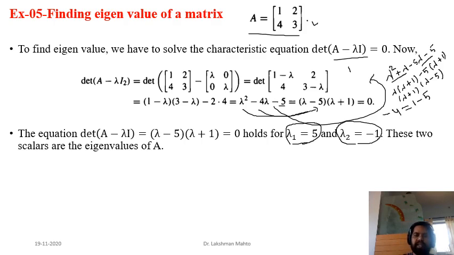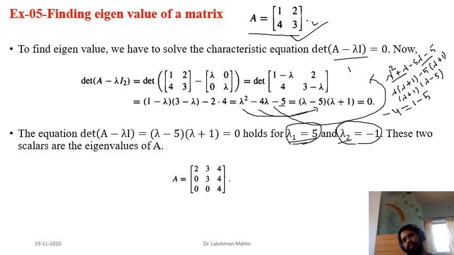So it is not that I have written this order randomly. That means 5 is the largest eigenvalue. That's why I am taking lambda 1 equal to 5, and minus 1 is the next largest, so that's why I'm taking lambda 2 equal to minus 1. So these two are the eigenvalues of the given matrix. And we have already got the eigenvalues of the given matrix.